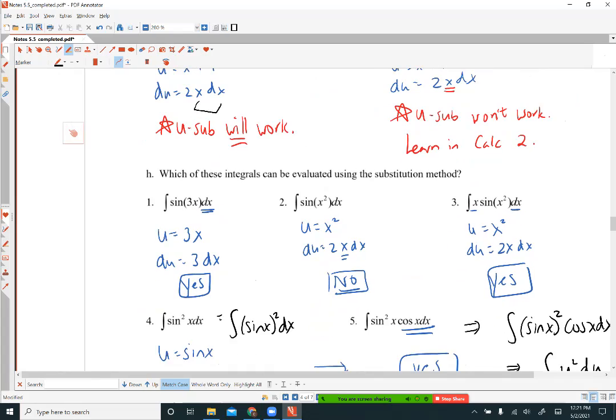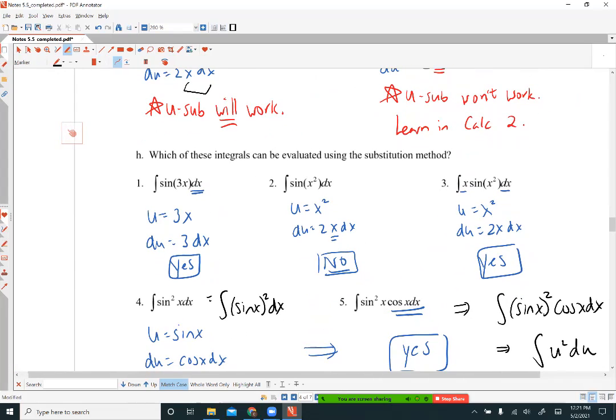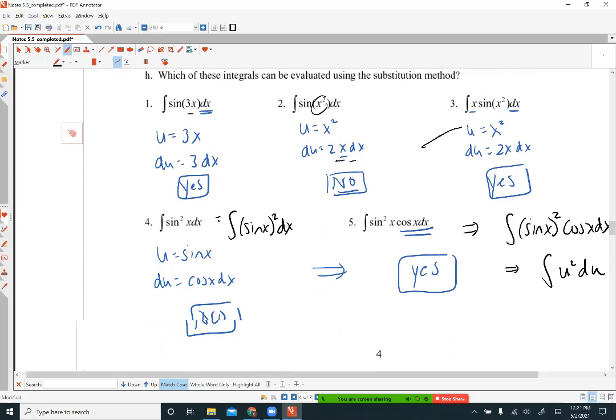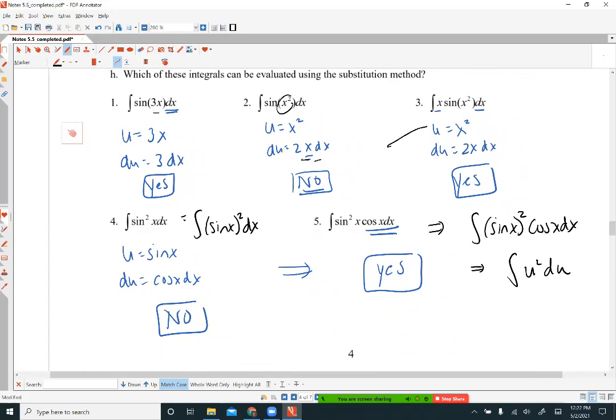So let's look at this interesting section here. Which of these integrals can be evaluated using the substitution method? Well, number one, we don't have x raised to a power, so you can just let u equal 3x, and du is 3 dx. But here, if you let u equal x squared, you're going to get an x dx. We don't have that in the original problem, whereas we do have an x dx in problem 3. So x times sine of x squared can be evaluated with substitution. And here's another one, sine of x squared. Well, that's kind of not our friend, is it? In this case, we can't do it with substitution.